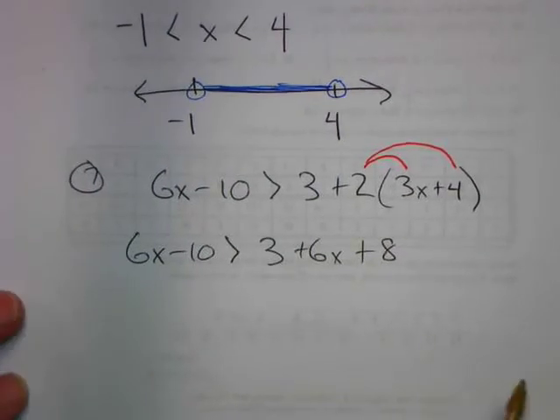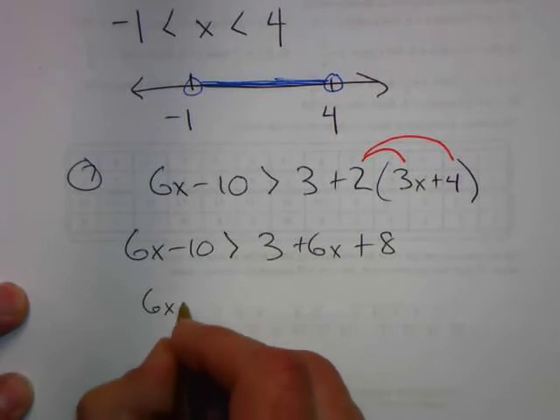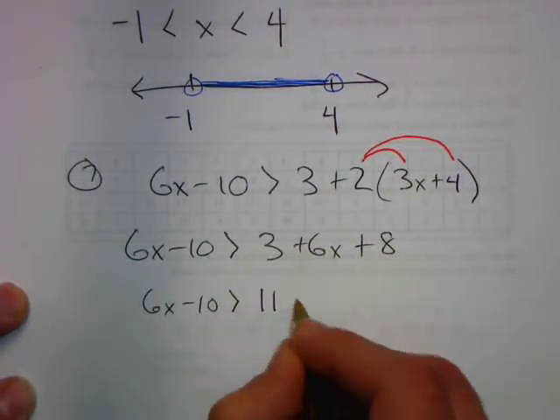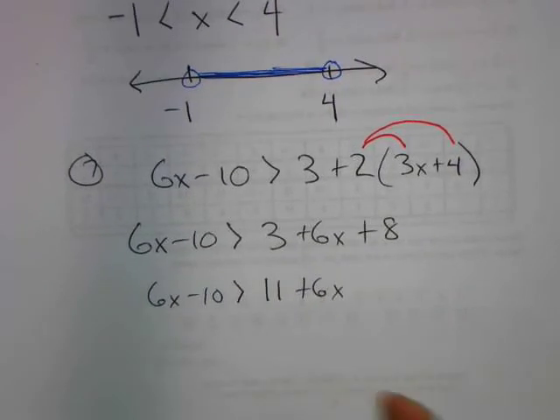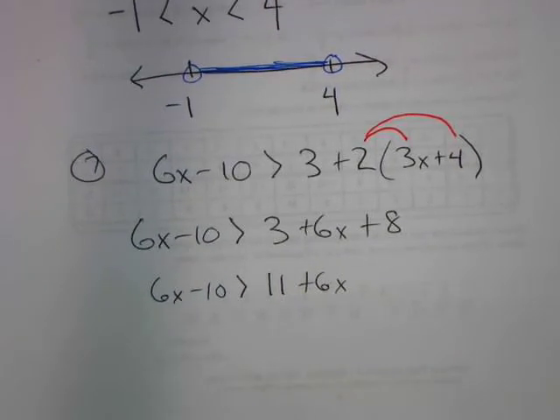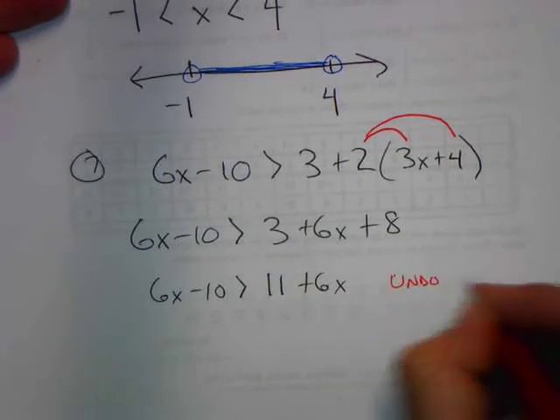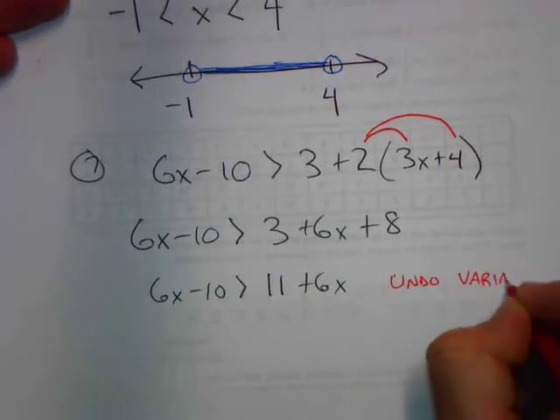And so we're going to continue simplifying now. On the left-hand side, 6x minus 10. On the right-hand side, 3 plus 8 is 11, and then our plus 6x. So now everything is simplified. We have simplified first. But what we're going to do is undo variables. Remember, we undo variables first.